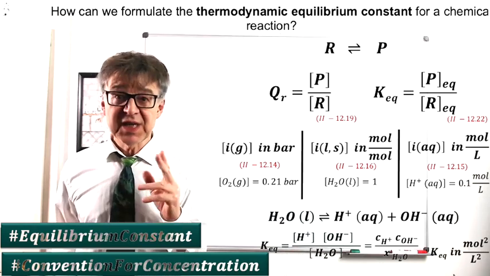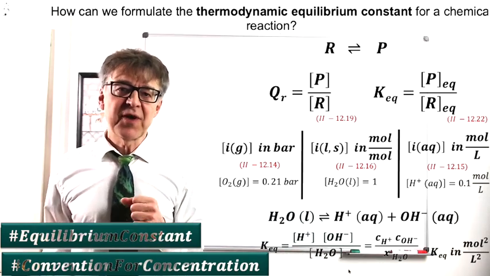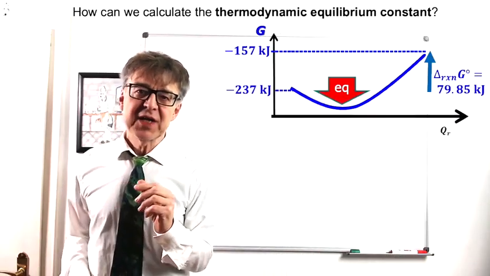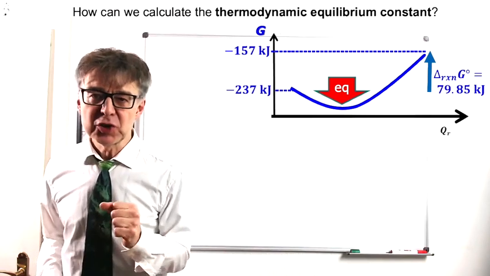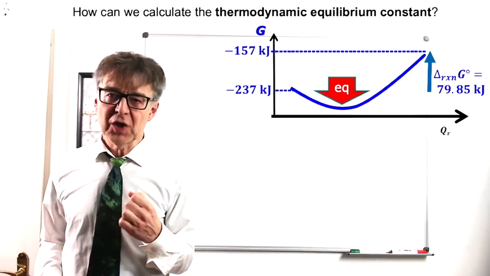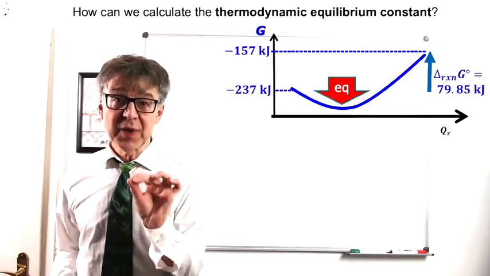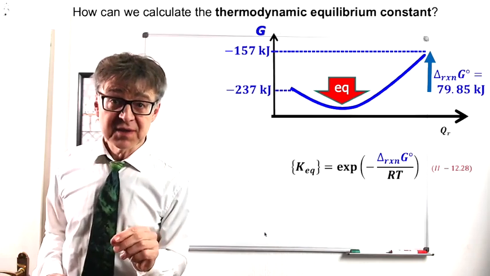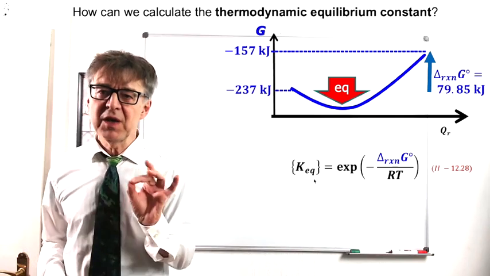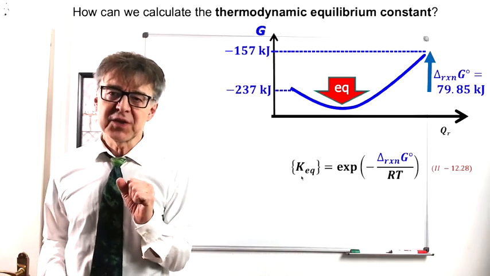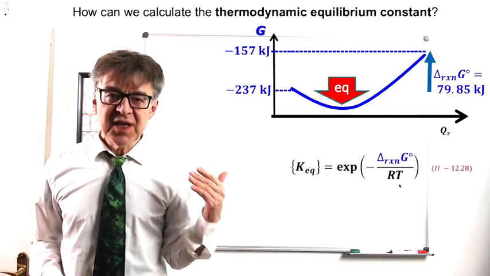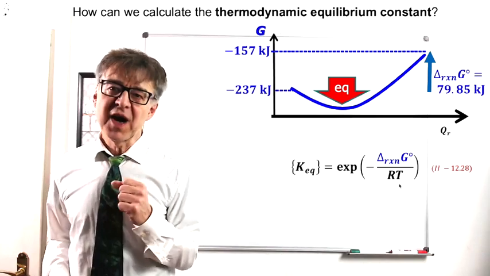By the way, as we deal with almost pure water, its mole fraction will be 1 and we can omit the denominator. H plus and OH minus are about 80 kilojoules less stable than water. From the standard affinity delta G naught, we can indeed calculate the numerical value of the equilibrium constant using this equation. The curly bracket means numerical value of K sub EQ. K sub EQ equals e to the delta G naught over RT.